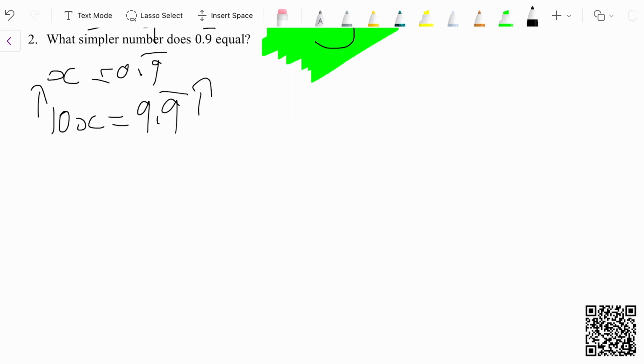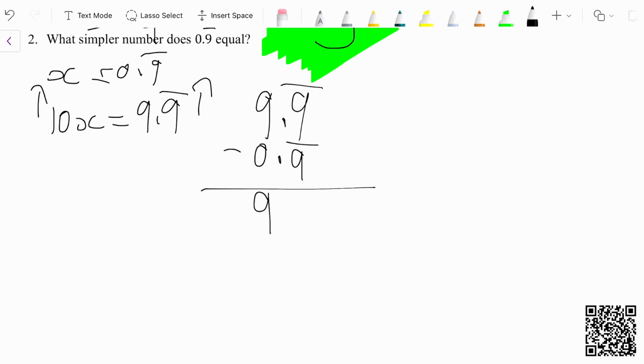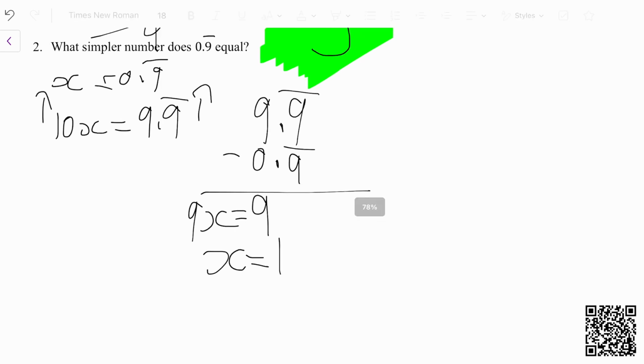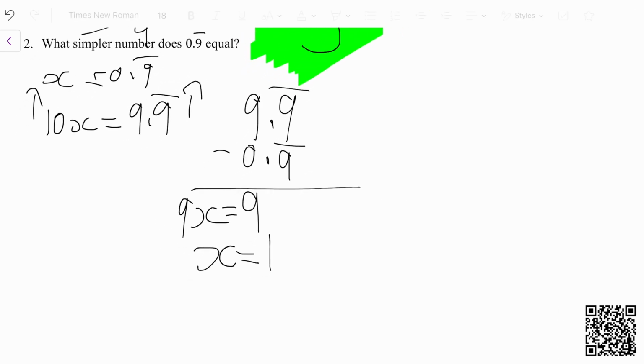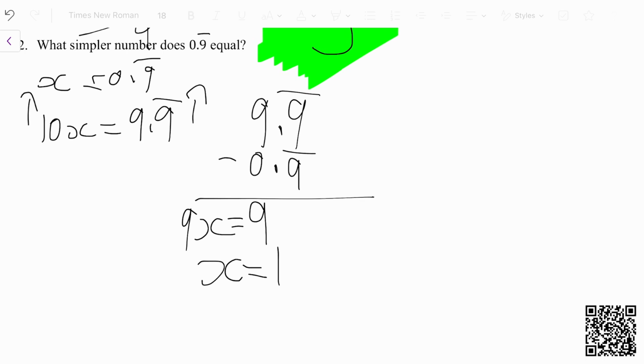So if we subtract it, this is legal in math by the way, we're going to get 9x, since it's 10x minus x, which is 9x. And then 9.9 with the bar minus 0.9 with the bar is 9. So 9x equals 9, so x equals 1. So the simpler number that 0.9 with the bar equals is 1.